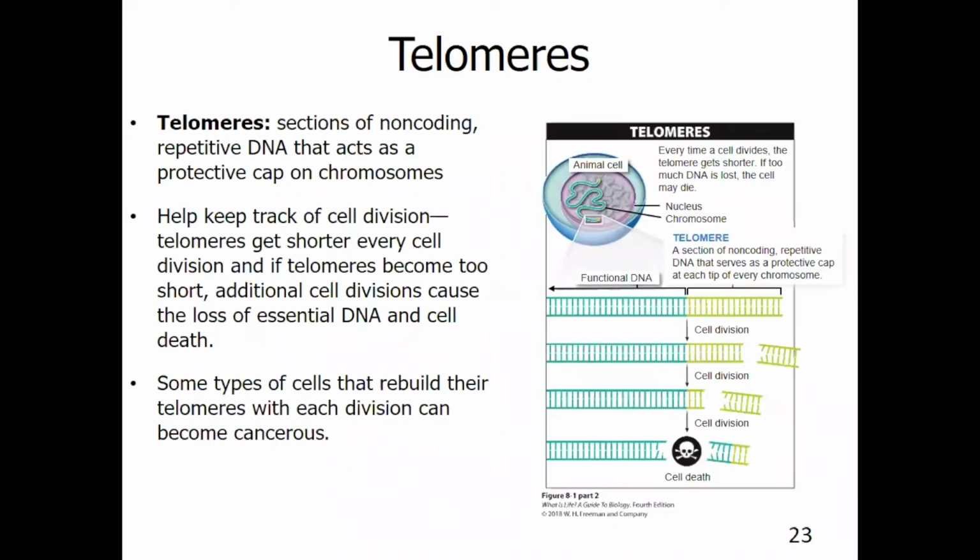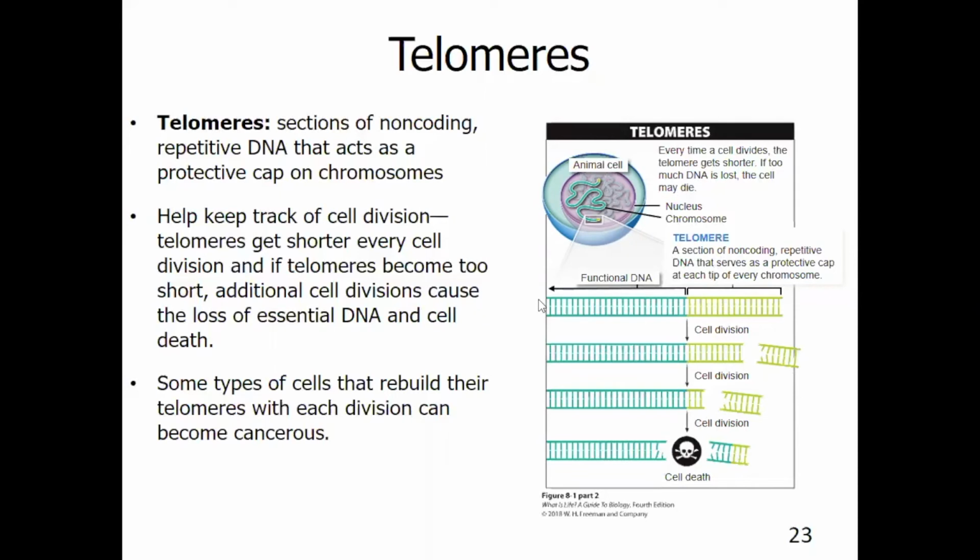A couple slides ago, I mentioned that most cells have a limited number of times that they can divide. Most cells are able to divide 80 to 90 times and then they stop. Part of this can be linked back to telomeres. Telomeres are sections of your chromosome that are actually not coding for anything in particular. So they're not specific genes, it's just a protective bit of DNA.